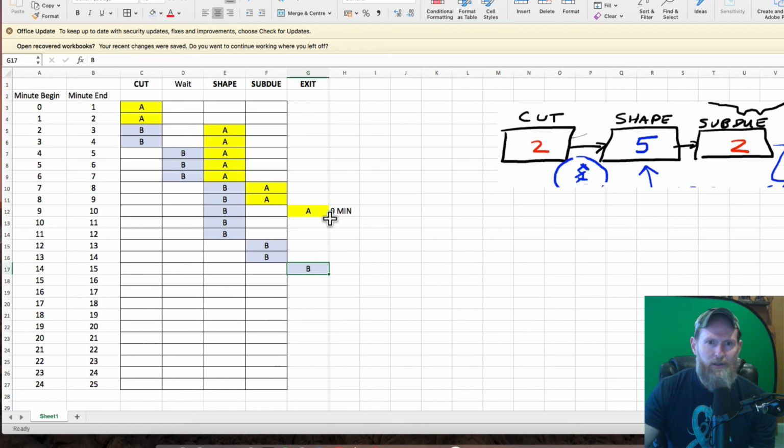So as we can see, B exits the system at the beginning of minute 14.